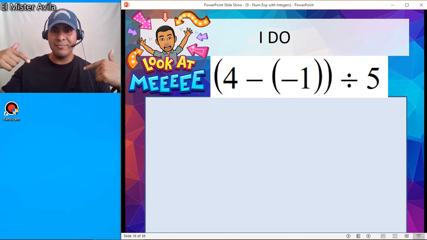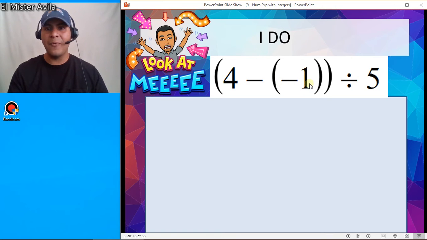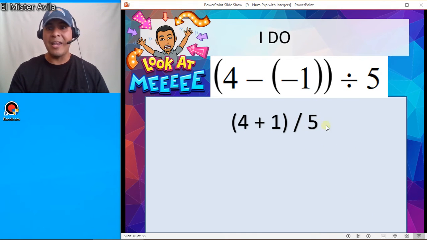Okay, my turn. Throw a little division in there. This says 4 minus -1 divided by 5. We're going to work out what's inside parentheses first. Minus a negative is equivalent to addition. So I'm going to actually change this first: 4 plus 1 divided by 5.